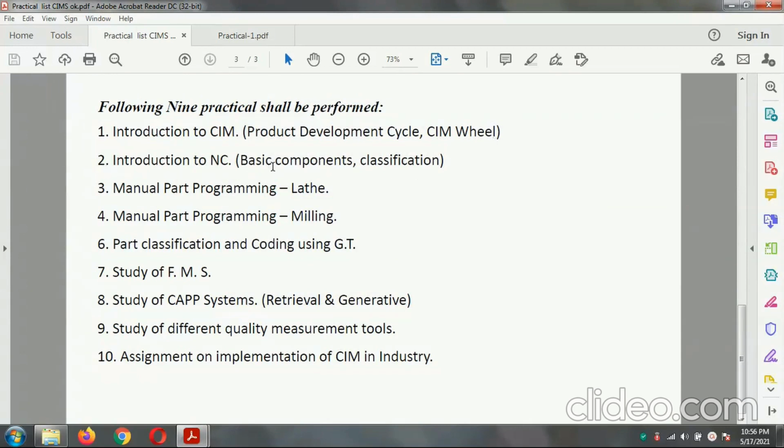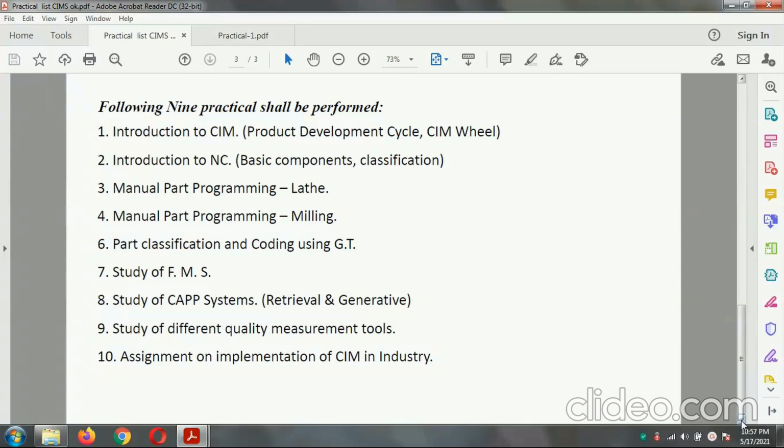Introduction of NC is designed with respect to the basic component classification. Then manual part programming on lathe, manual part programming on milling, part classification and coding using GT, study of FMS, study of CAPP, in which we study the retrieval and generative systems, the study of different quality measurement tools, and an assignment. One case study should be taken with respect to an industry and written in the blank pages attached to your journal.